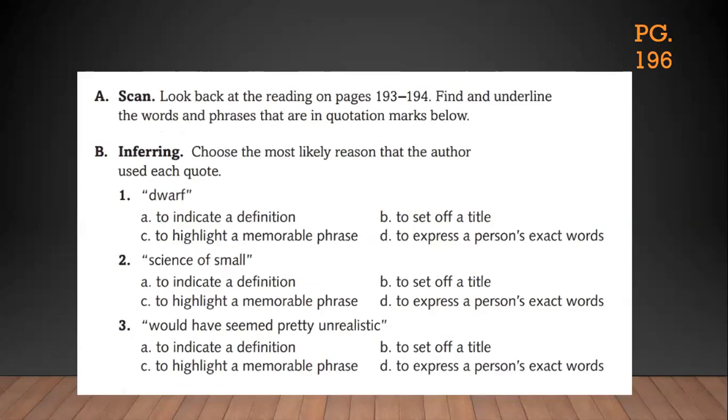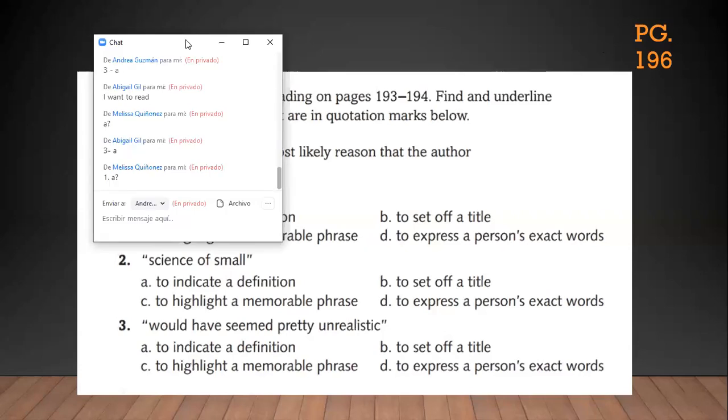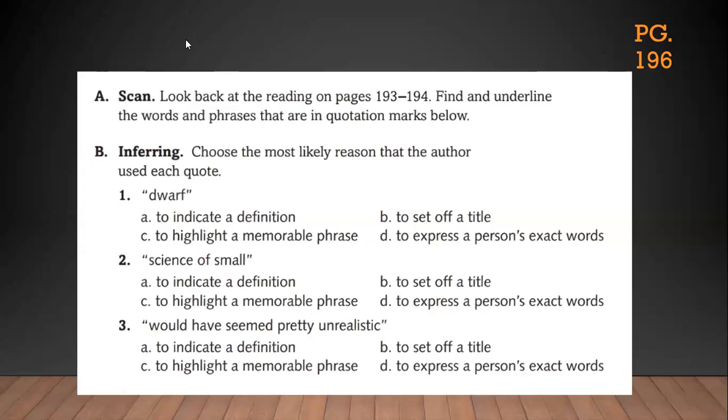Speaking about this word, wharf. A, to indicate a definition, this means the author wanted to indicate a definition. Or B, to set off a title. To set off a title is like highlight, to set off. Or C, to express a person's exact words. What do you guys think? We need to underline. What's the best option in this case? I'm going to give you a hint. It's between letter A and letter C. Who has the best answer? Please don't be afraid. Charlie, Julio, Brandon, you can write. If you are afraid to speak, you can write.